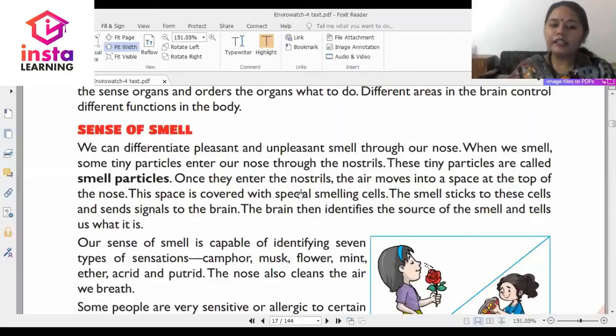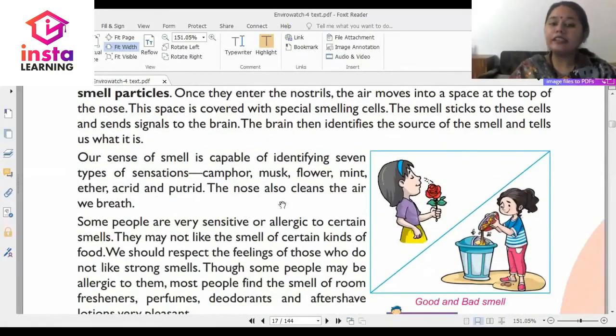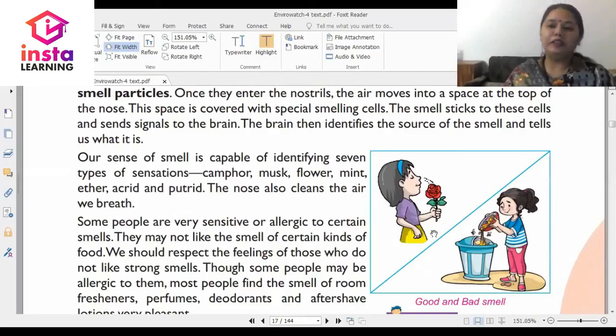Then it says some people are very sensitive or allergic to certain smells. I'll give you a little example, or I'll tell you about myself. If someone opens a box of black pepper in front of me, I will not be able to speak a word. In fact, I will start sneezing immediately.